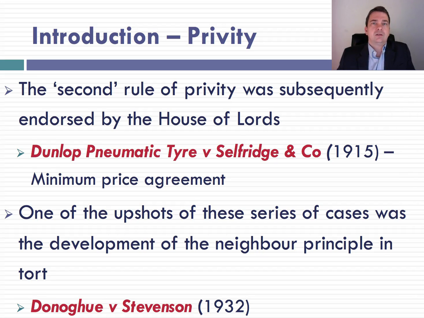Now, the court held that, of course, there was no contract between Miss Donoghue and the manufacturer, because the manufacturer had in fact sold the ginger beer to the cafe in which Miss Donoghue had consumed her ginger beer. So Miss Donoghue had a contract between herself and the cafe, and the cafe had a contract between themselves and the manufacturer, Stevenson.